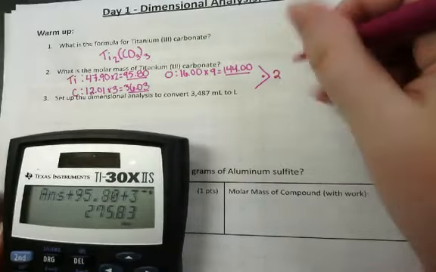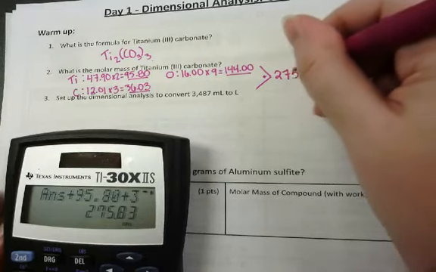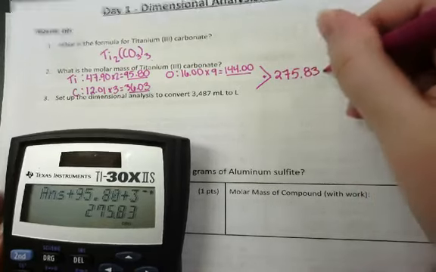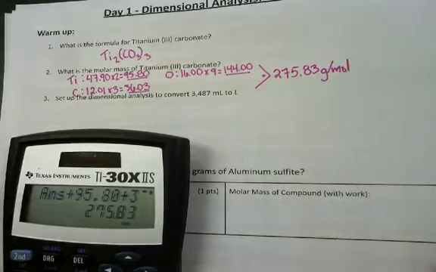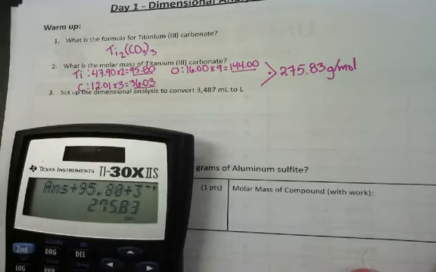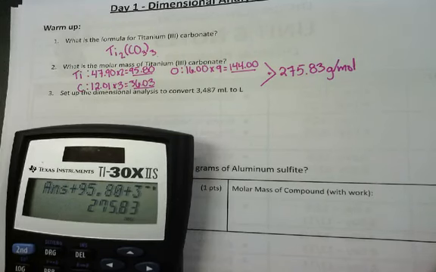So our molar mass for titanium 3 carbonate is 275.83 grams per mole. And that unit is really important. So do not forget that molar mass, the unit is grams per mole. You have to remember that, and that's going to be super important in what we do this unit.